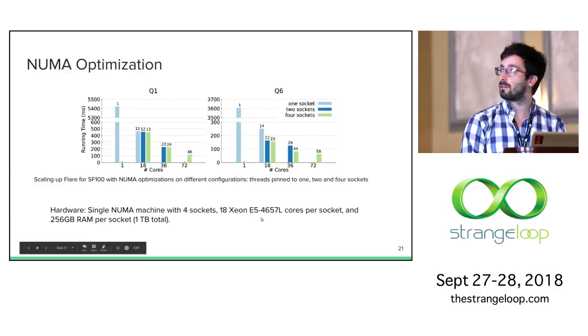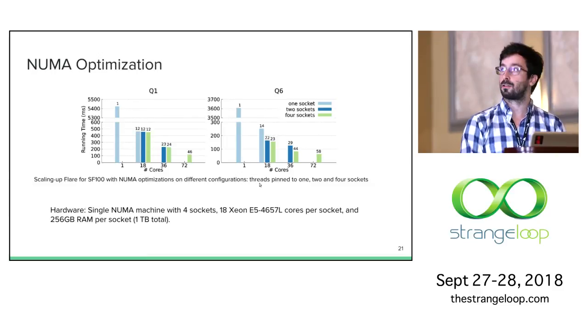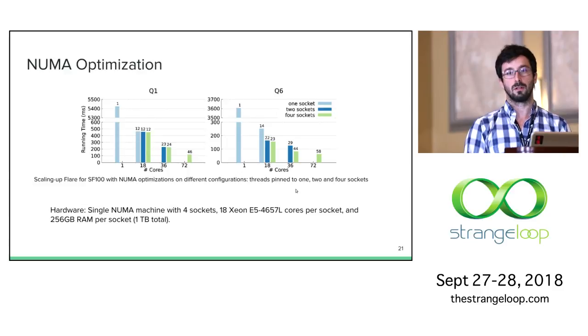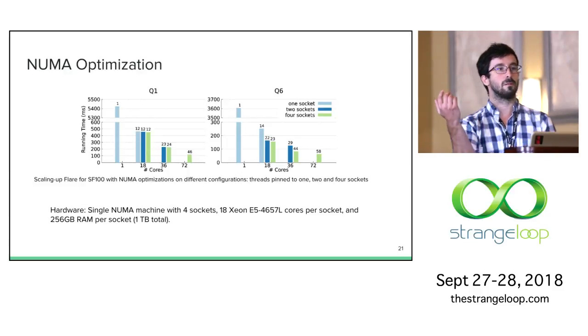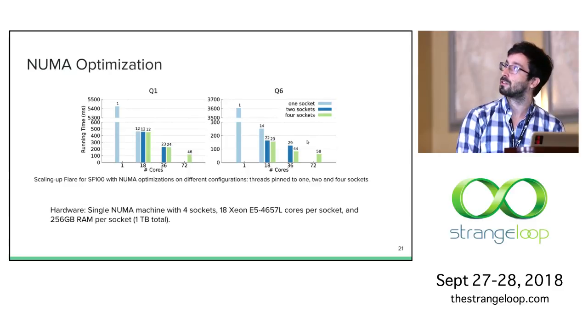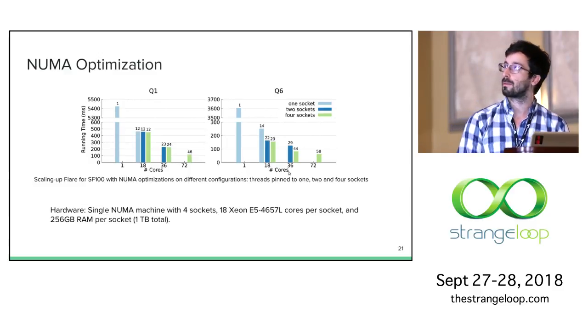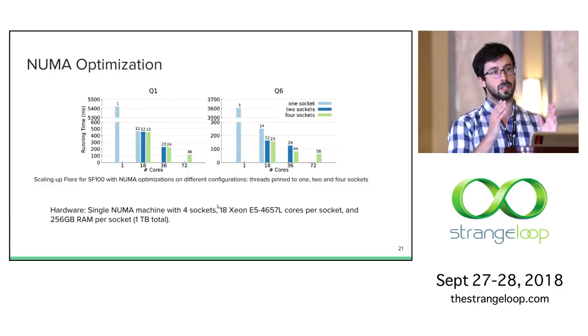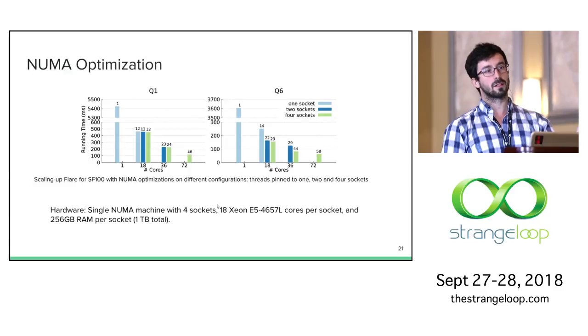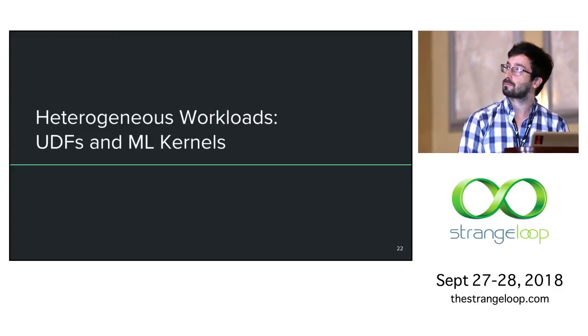Well, the reason is that Q6 is actually memory bound. Q1 is CPU bound and Q6 is memory bound. Which means that when we use two sockets, we virtually multiply the memory bandwidth by two, so now Q6 can be much more efficient because it can load data twice as fast, right? And when we go to four sockets, we see the same thing, the memory bandwidth scales as well. And so we pin the threads on each socket to make sure that when I load the data on that socket, the thread that is going to access that data is always on that given socket. Okay. And now I'm going to talk about heterogeneous workloads.